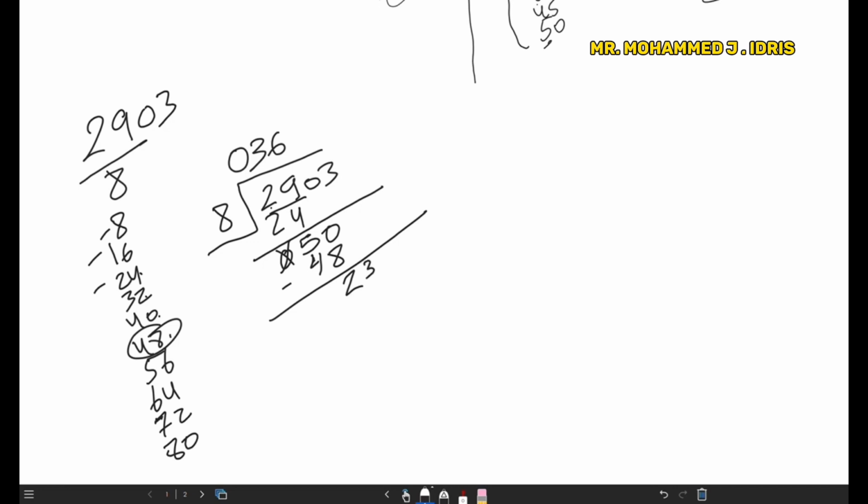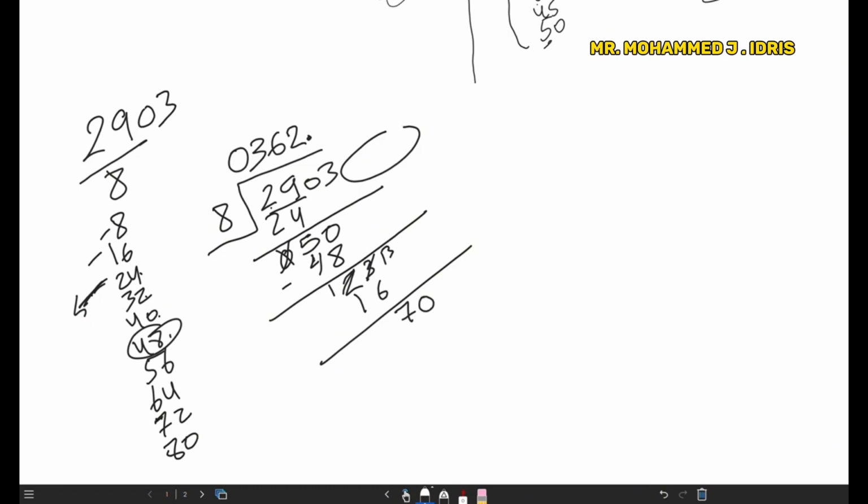Then the next number goes down, 3. 23. What's the closest to 23? If you're looking for the closest, it is 24, but 24 is greater than 23, so I'm going with 16, which comes from 2. Then we subtract. This one becomes 13, this one becomes 1. 13 minus 6 is 7. So I go to the next number. I don't have a next number here, so I put a decimal point so I can add as many zeros as I want.